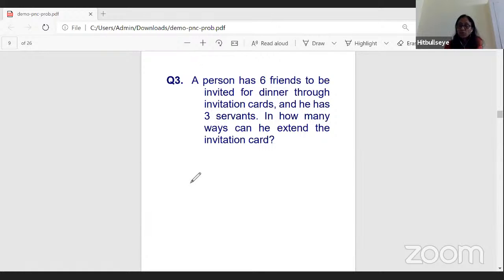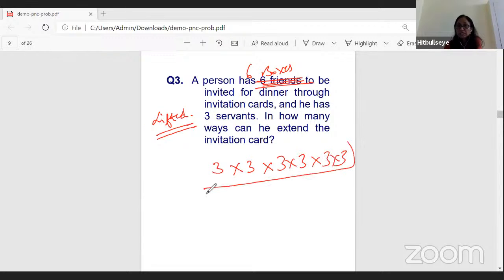Now I can change the same question with a different language. Like if I say that I have 6 boxes and I want them to be lifted by 3 servants. Any of these 3 servants, only one servant will be lifting the box. In how many ways can these boxes be lifted? Again, the same answer, because the first box has 3 options to be lifted by any of the 3 servants. Second box also has 3 options. Third box also has 3 options. The fourth one, the fifth one, and the sixth one. All of them have 3 options each. So the answer will be 3 raised to power 6 again.